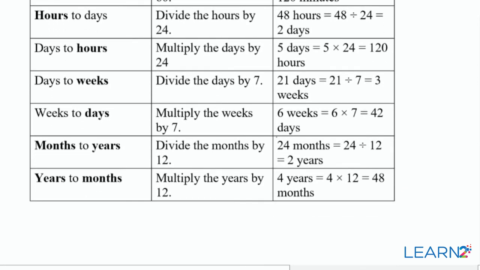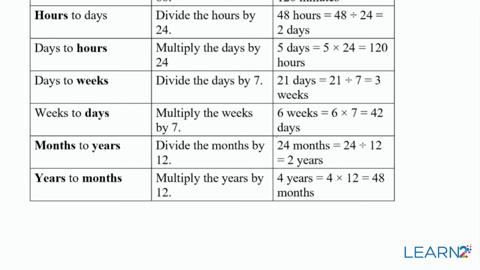How do you go from weeks to days? Well, from a week to days, you would multiply your weeks by 7, because we know there's 7 days in a week. So 6 weeks would be how many days? 6 weeks times 7 would be 42 days. What about converting months into years? Well, there are 12 months in a year, so you divide the months by 12. 24 months, for example, would be 2 years, because 24 divided by 12 equals 2.